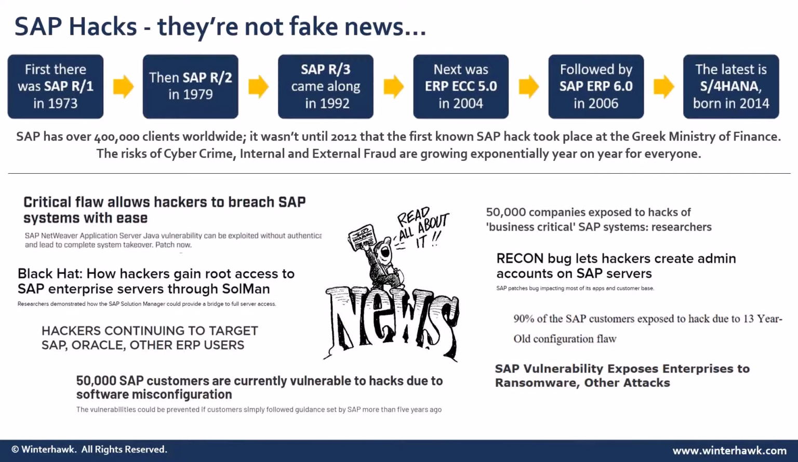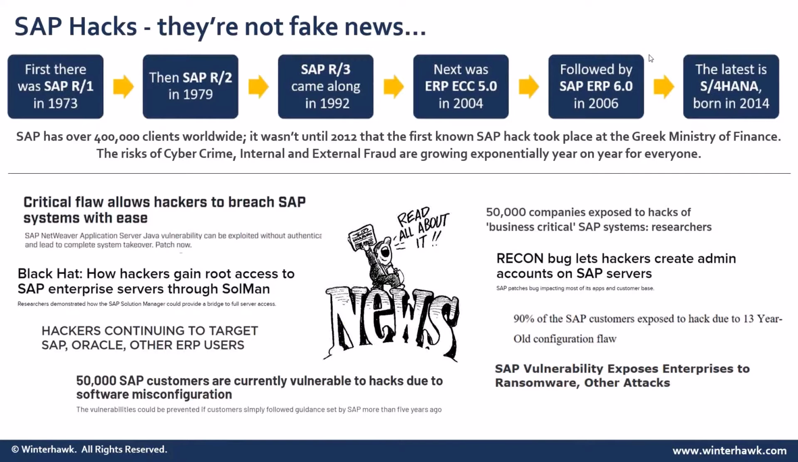Good afternoon. So look, SAP's been around since the early 70s, with 400,000 plus, over 500,000 clients, and SAP's getting hacked. It's been getting hacked for a while. The first one was in 2012. It was the Greek Ministry of Finance, done by a group called Anonymous, and they had what we call a 0-day, or a non-known bug exposed, and they were able to get in and do a few things.